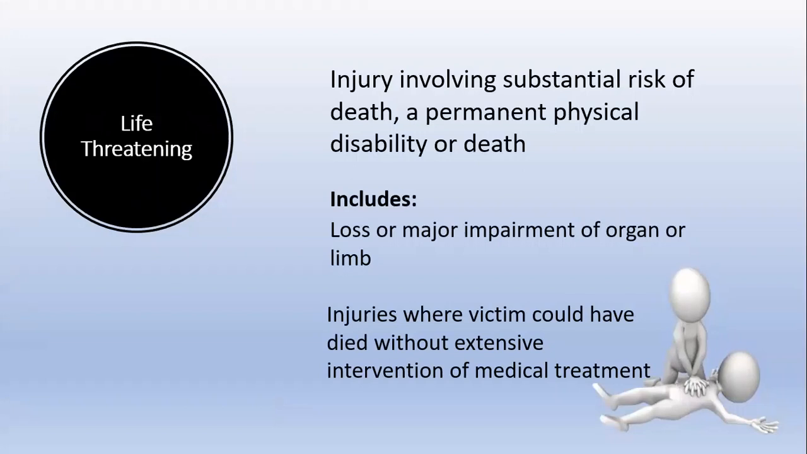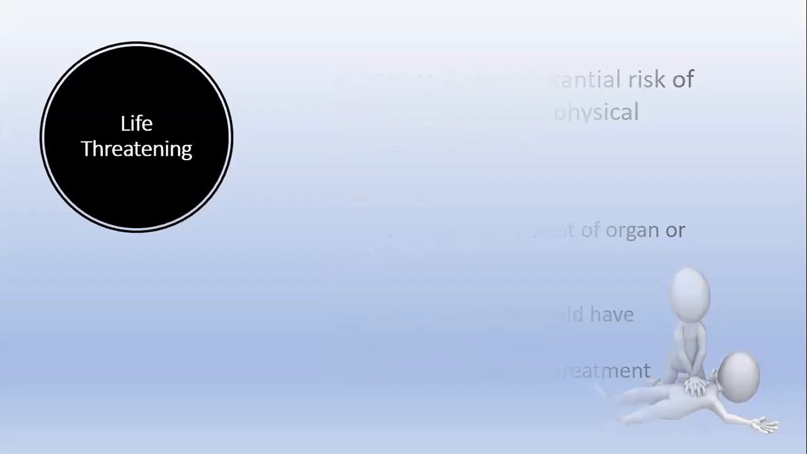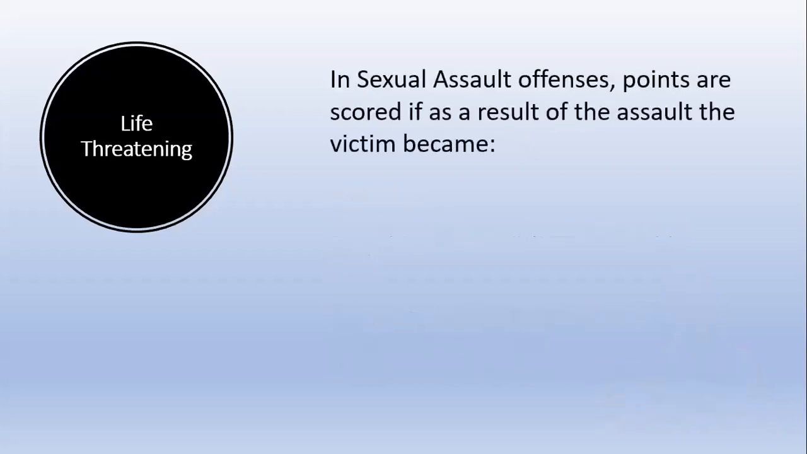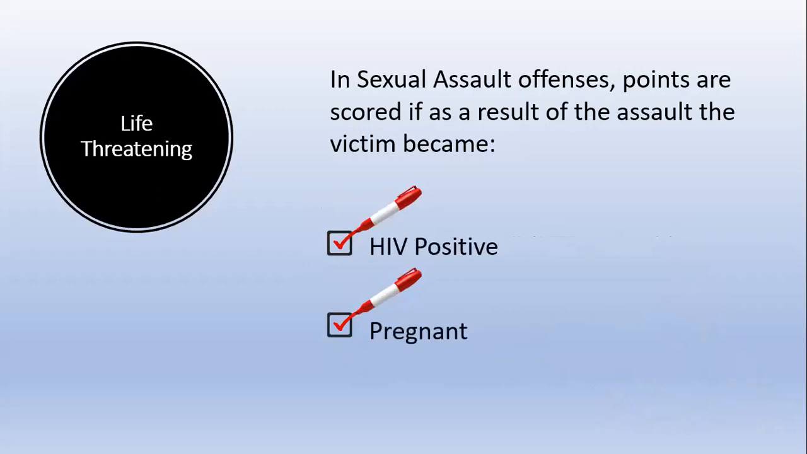Now, injuries where the victim could have died without extensive intervention of medical treatment, we would also score points for life-threatening injury. An example here would be surgery performed to reduce swelling in the brain, or if CPR was performed to revive the victim. Here we would assign points for life-threatening injury. Now, if as a result of the sexual assault, the victim became HIV positive or pregnant, we would also assign points for life-threatening injury.